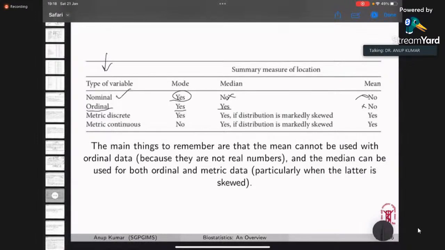Similarly, if your data is metric discrete, you can calculate the mode. Median is calculated only if your data is skewed, or you can also go with the mean. Mean you can calculate. If your data is metric continuous, mode you cannot calculate; mode is irrelevant. Median or mean you can calculate accordingly. You have to decide whether your data is skewed or not skewed.